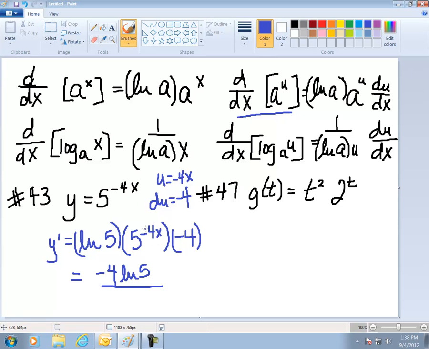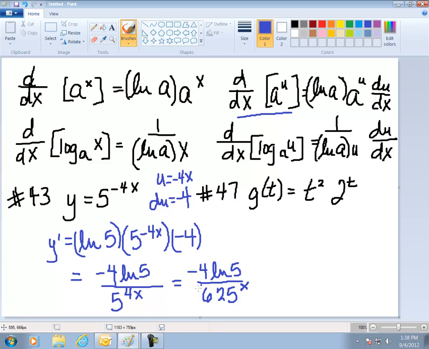Notice that I can make this exponent positive by moving it to the denominator, so I have 5 raised to the 4x. And then I have one more thing I can simplify. My numerator is going to be minus 4 natural log 5. But down here, 5 to the 4th is 625, so I can write this as 625 raised to the x. So that would be my answer.